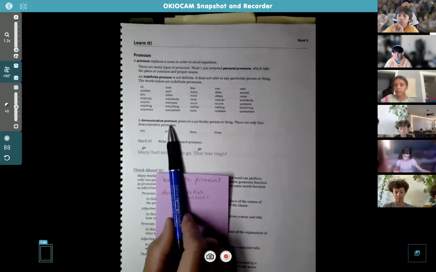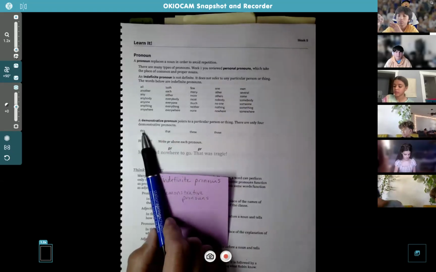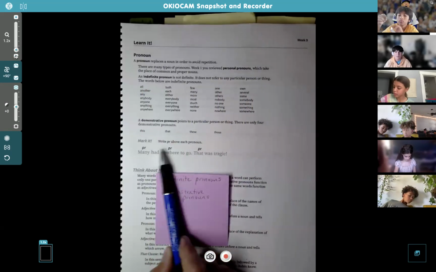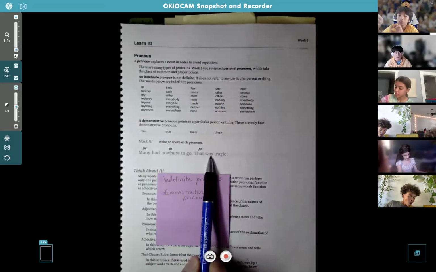So think about when you demonstrate something. You're showing how to do something. This, that, these, those. So those are also going to be pronouns, PR for pronouns. So here's your example.